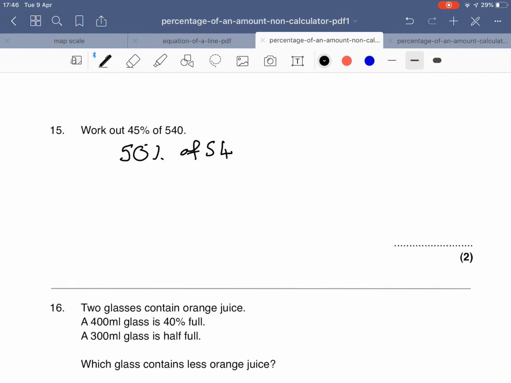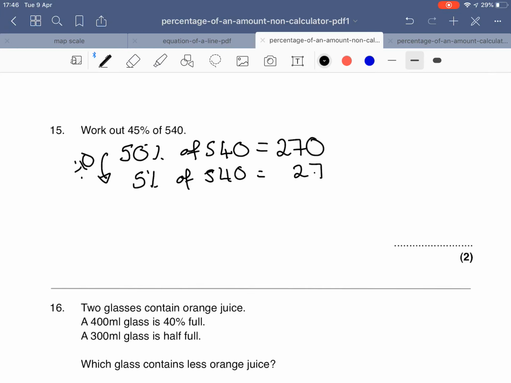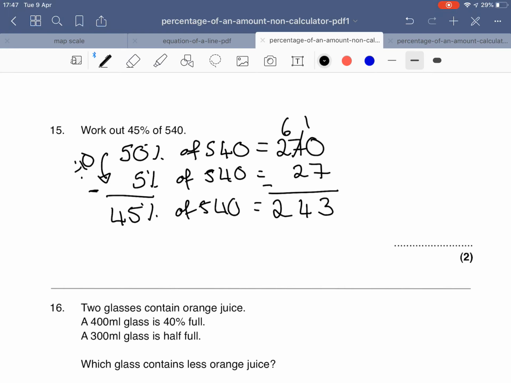50% of the 540. So don't forget 50% is half, so I need to half 540, which gives me 270. Then I can do my 5% of the 540, so I'm essentially dividing this by 10. So I'm going to take that 0 off, which is 27. So 45%, I can basically take those away. So 45% of the 540 is I'm going to subtract those. So I'm going to borrow 10 take away 7 is 3, 6 take away 2 is 4. It's going to be 243.